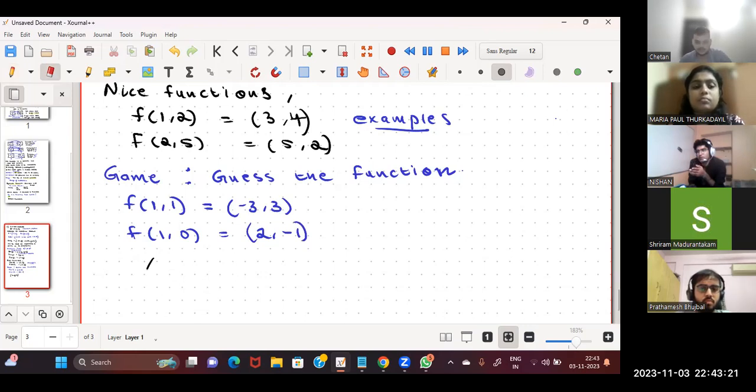Okay, he has established it straight away. He says -3x comma -3y. Does this satisfy it? If we input 1 comma 1, it gives me -3 comma 3. But if I input 1 comma 0 to it, what does it give me?